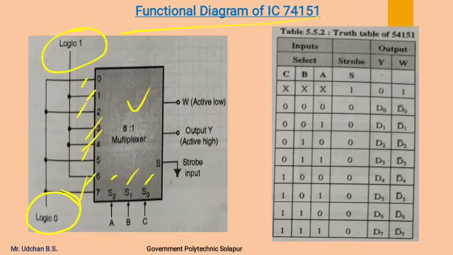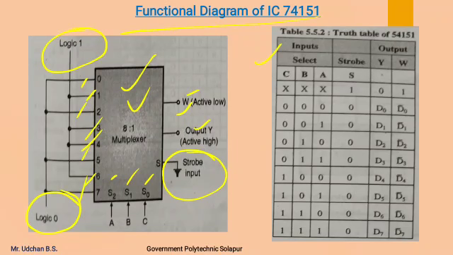Again, 2 outputs are shown, W and Y. One is the normal output and another is the inverted output. Y is the normal output and W is the inverted output. The strobe input is connected to the ground, that is, it is an active low input, an enable input terminal by which this multiplexer is going to be operated. Now the truth table is shown over here.